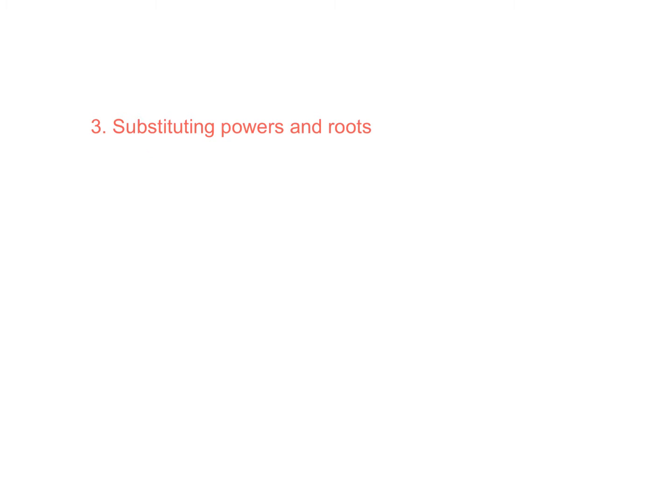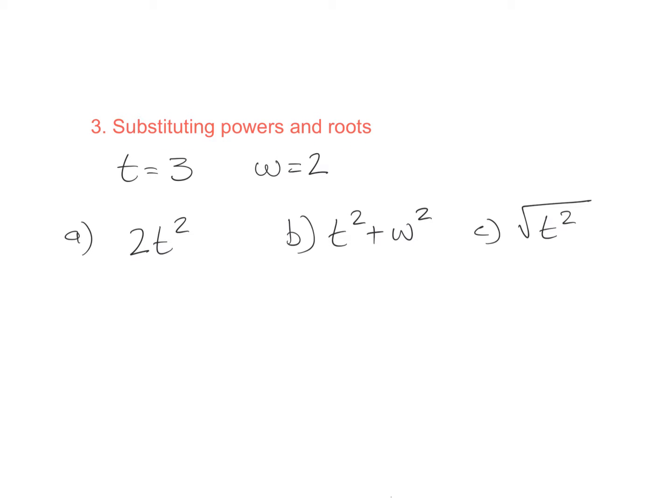The last examples we're going to look at is substituting powers and roots. Here we have pronumeral t is equal to 3 and w is equal to 2. We've got a, b, and c as some examples. Why don't you put the video on pause and see if you can sort these ones out.